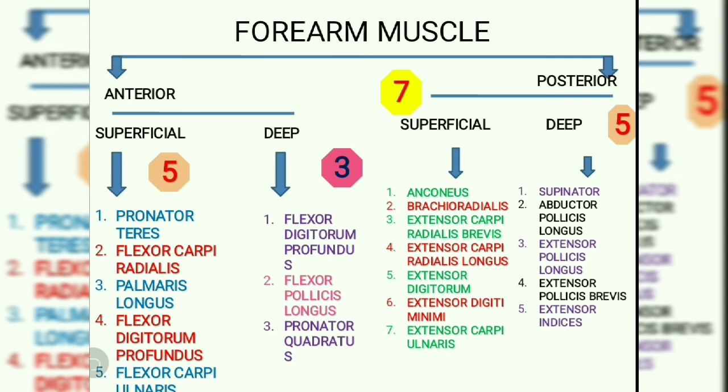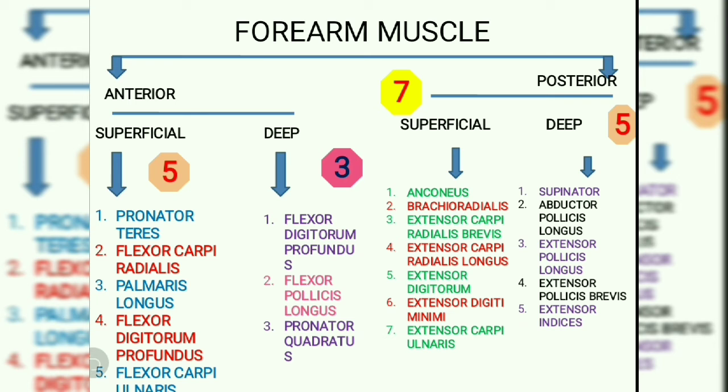Then under the posterior compartment of the forearm, we have 7 superficial muscles, which are anconeus, brachioradialis, extensor carpi radialis brevis, extensor carpi radialis longus, extensor digitorum, extensor digiti minimi and extensor carpi ulnaris. Basically they are the extensor group of muscles.